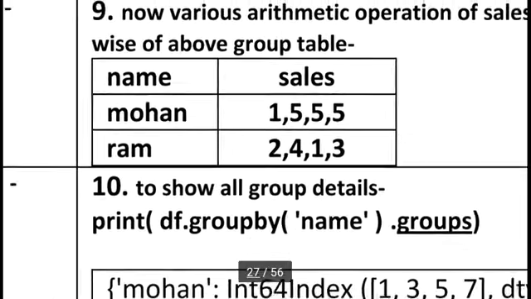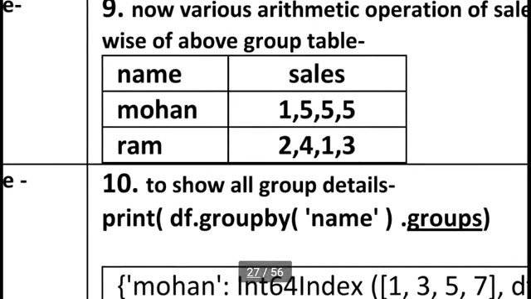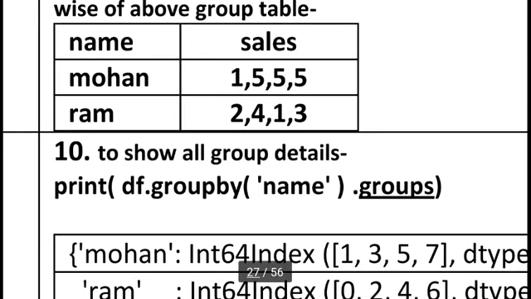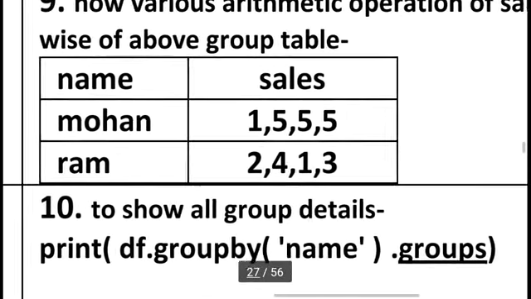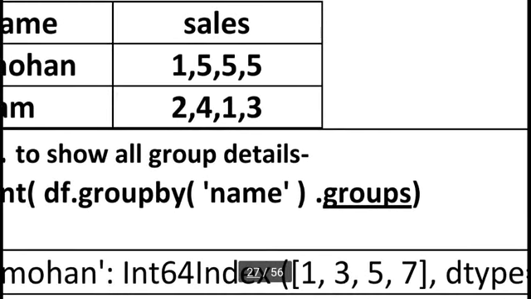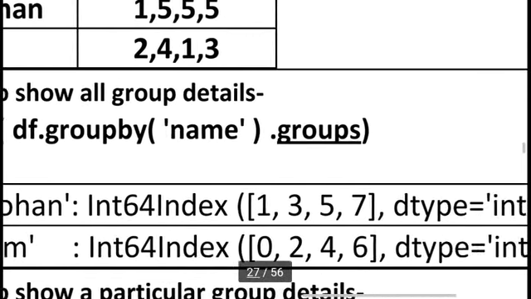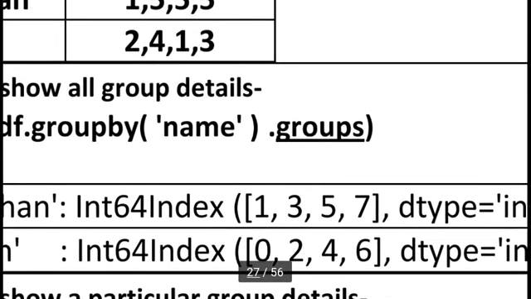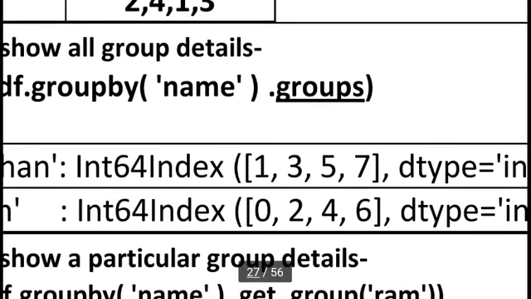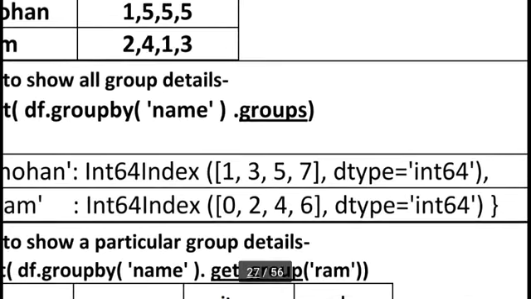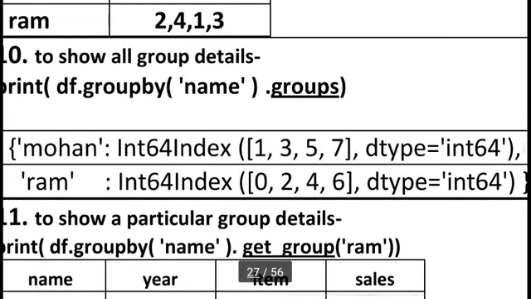Okay, but I want to analyze this group table. Suppose the command is df.groupby. Last time I used df.pivot_table, but here I want groupby. I type the name, since I want name wise grouping, and then .groups. So you can see Mohan and Ram. Here Python shows the indexing positions 1, 3, 5, 7 and 0, 2, 4, 6. So .groups is important to see name wise grouping and the regarding index positions.